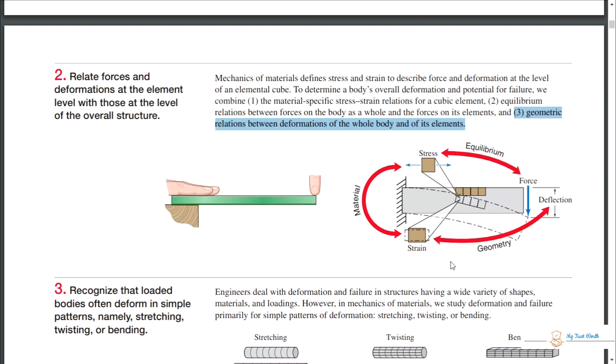Where does the analysis part come in and where does the design part come in? In this whole circle, where you see the analysis part and where you see the design part, you have to ponder upon it and ask yourself where you are going to design and where you are going to analyze. That is important.